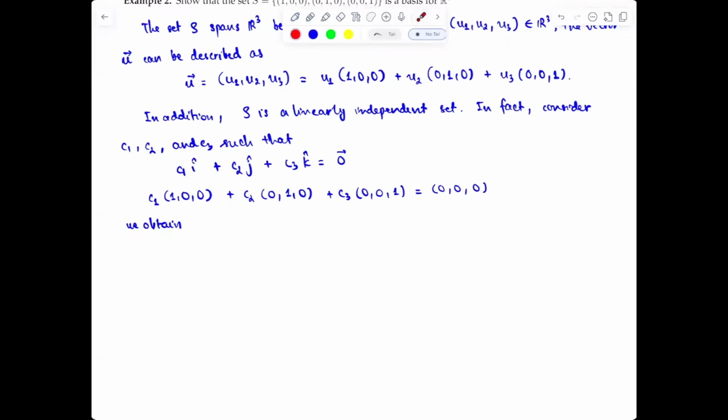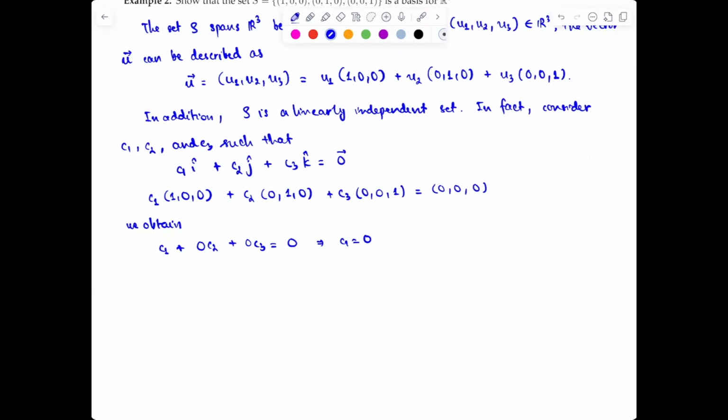So the first component gives you C1 plus 0 C2 plus 0 C3. It's going to be equal to 0. So C1 plus 0 C2 plus 0 C3 equal to 0. So this implies that C1 is equal to 0.